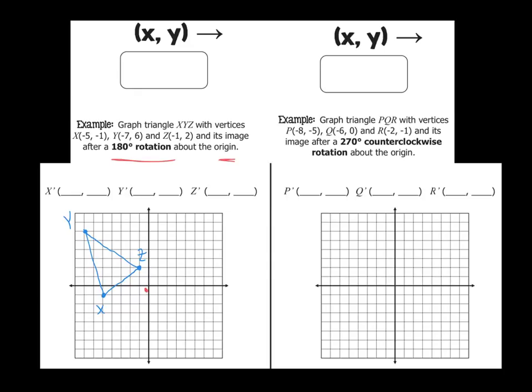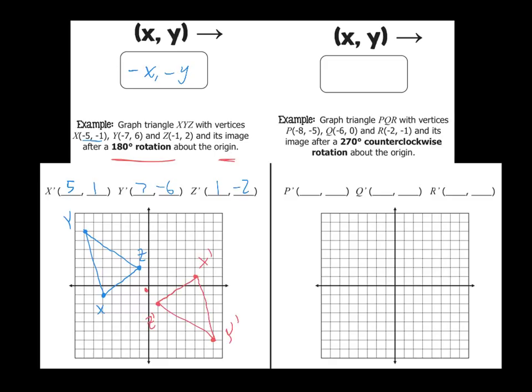Let's check that out. Where is X now? X seems to be over 5 and up 1. Looks to be 5, 1. So the rule works. So let's finish up now. So if -5, 1 went to +5, +1, -7, 6 is going to go to +7, -6. And -1, 2 is going to go to +1, -2. And let's go ahead and plot those points and label it up.